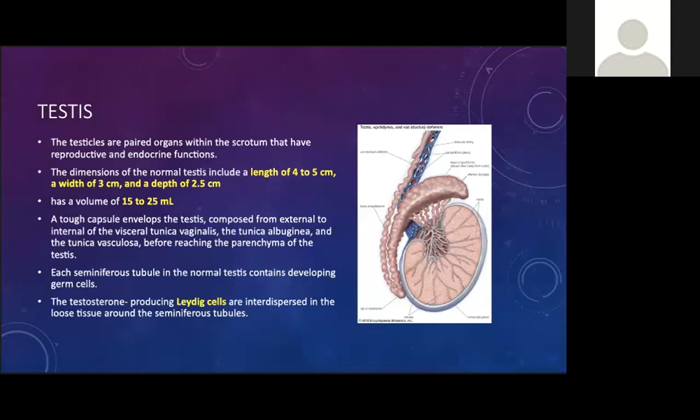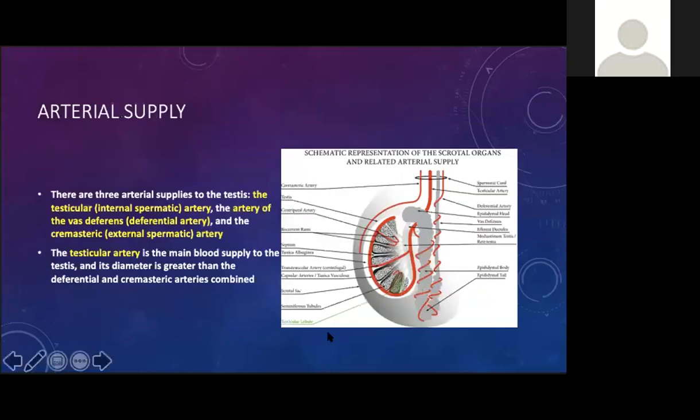There is also a small pedunculated or sessile body at the upper pole of the testis, which is known as the appendix testis. For the arterial supply, there are 3 arterial supplies to the testis: the testicular artery, the artery of the vas deferens, and the cremasteric artery. The testicular artery is the main blood supply to the testis, and its diameter is greater than the deferential and cremasteric arteries combined. The testicular artery arises from the abdominal aorta and descends into the intermediate stratum of the retroperitoneum to enter the internal inguinal ring.